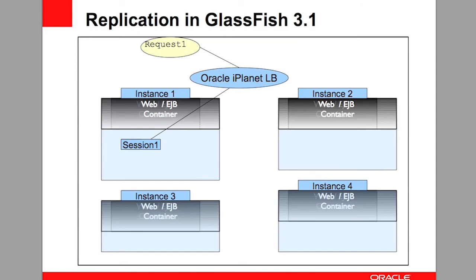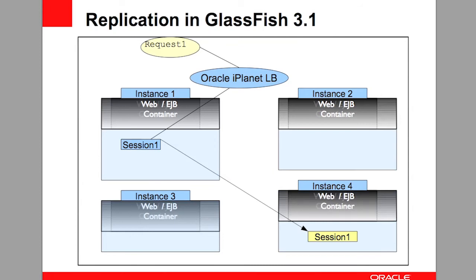Let us see how the replication module in GlassFish 3.1 provides high availability of session states. For this, let us assume a 4-instance cluster setup front-ended by Oracle iPlanet Load Balancer. Let's say request 1 from user 1 arrives into the load balancer, and the load balancer routes the request to instance 1. Then the session 1 created in instance 1 could be replicated by the replication module to instance 4.